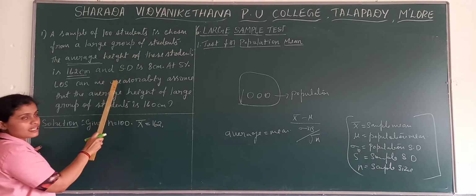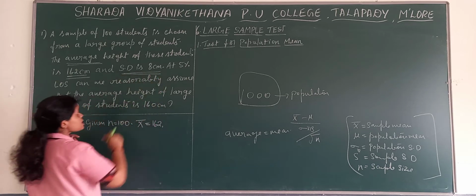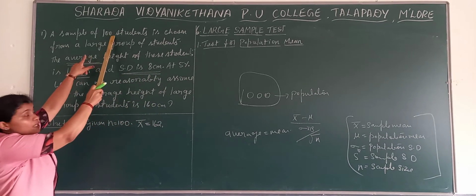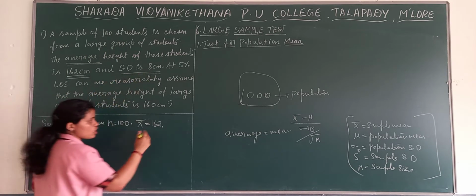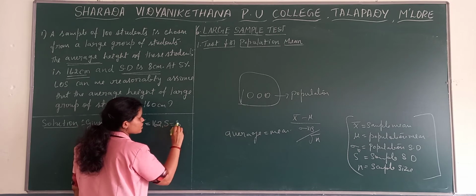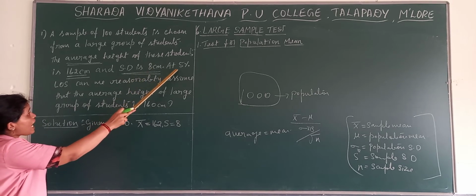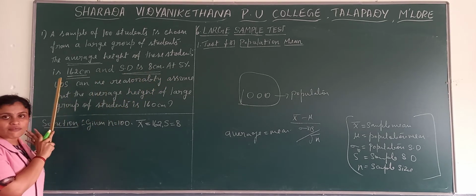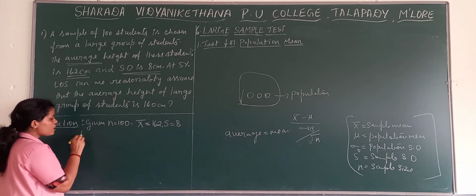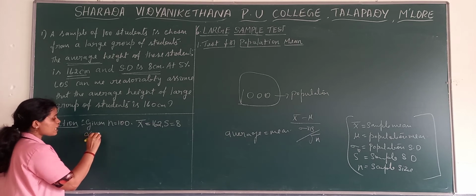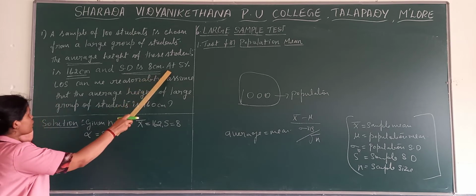Then our standard deviation is 8 centimeter. Now your standard deviation as well as the mean of this particular sample is given. So it's a sample standard deviation, not a population standard deviation. So here the sample standard deviation S is 8. Now, at 5% LOS, meaning level of significance, we write level of significance using the Greek letter alpha. Level of significance is 5%.